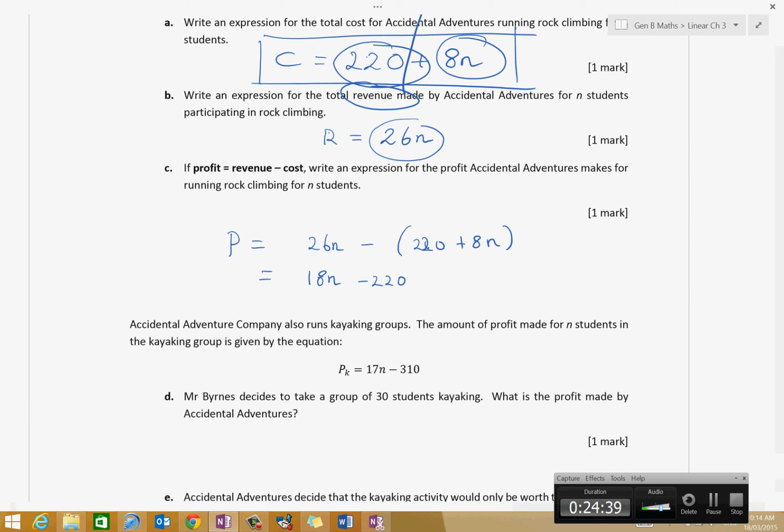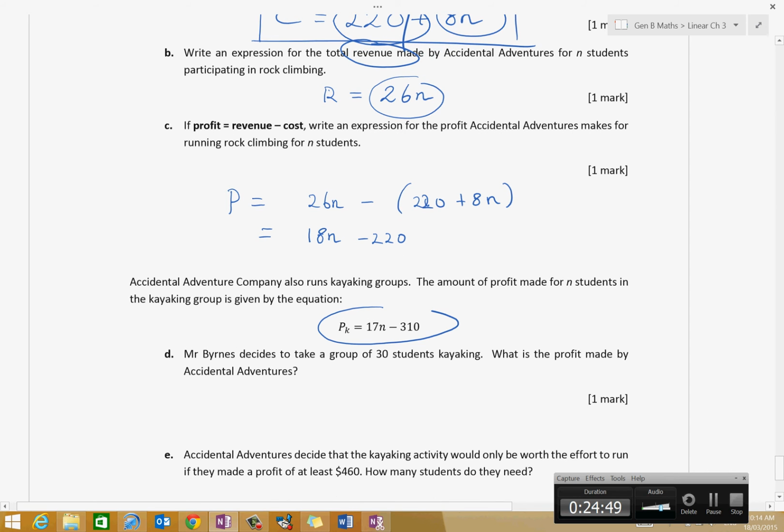Now, the company then also runs kayaking groups. The amount of profit made for N students in the kayaking group is given by this equation. He decides to take 30 students. What is the profit? Well, just subbing in, N is equal to 30, then the profit is equal to 30 times 17, which is 510, take away 310 is equal to $200.